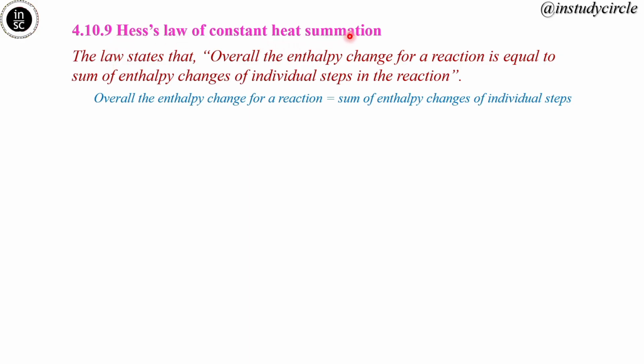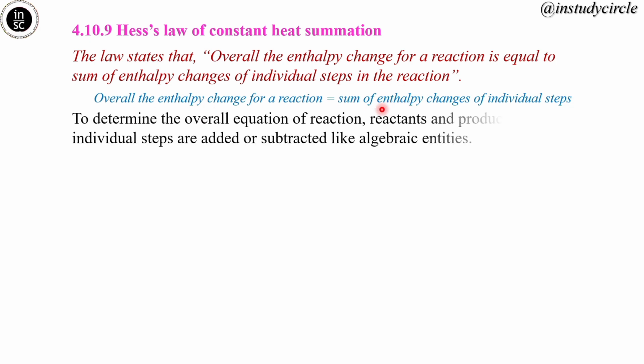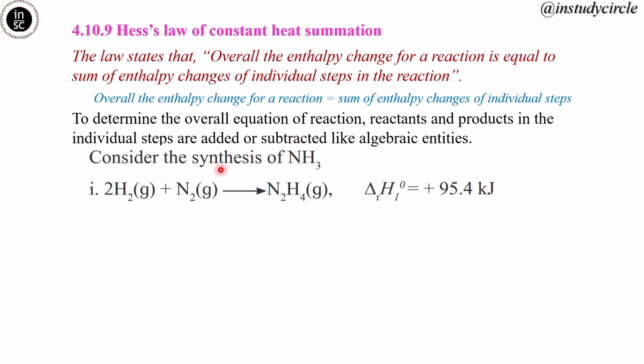Hess's law of constant heat summation. The law states that the overall enthalpy change for a reaction is equal to the sum of the enthalpy changes of the individual steps in the reaction. To determine the overall equation of the reaction, the reactants and products in the individual steps are added or subtracted like algebraic entities. Also, to obtain the overall enthalpy change for the reaction, the enthalpies of the individual steps are added or subtracted. Consider the synthesis of ammonia.